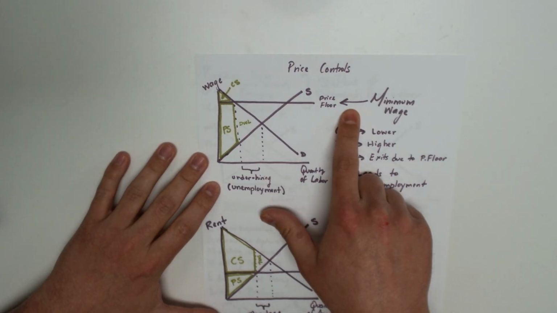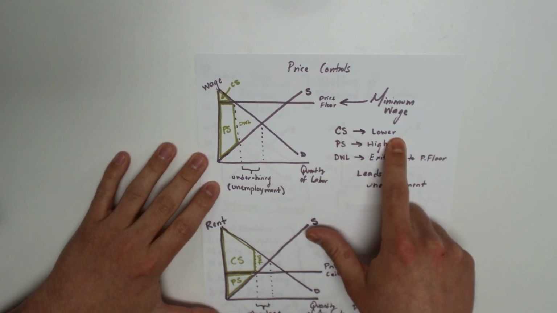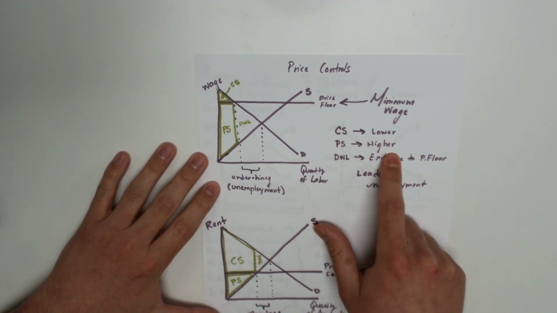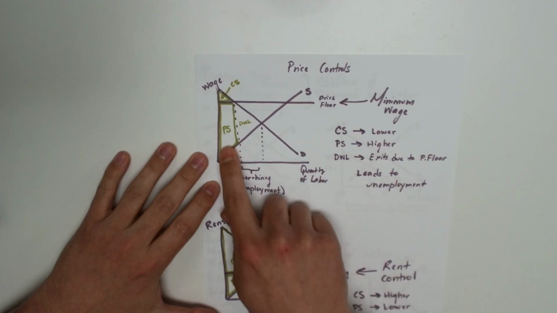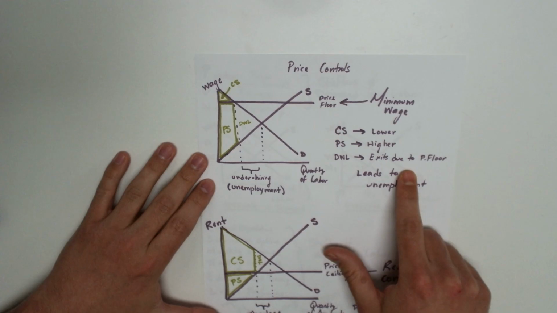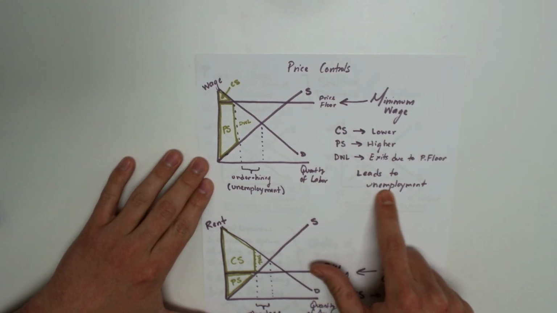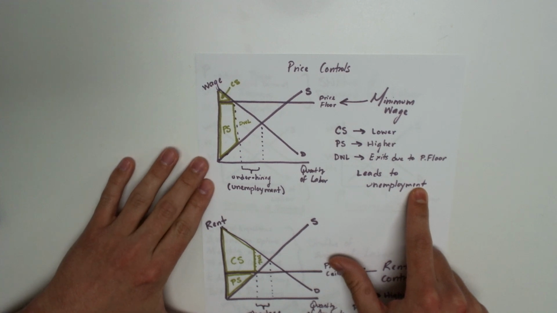So, after instituting the price floor, the consumer surplus got lower, the producer surplus got higher, but the producer surplus did not cover all of this area, so we ended up with deadweight loss, which exists due to this imposition of the price floor, and we have unemployment now in the labor market.